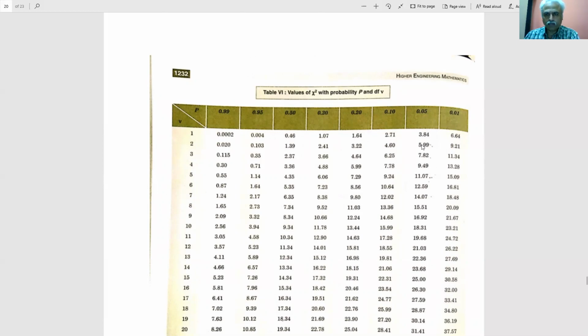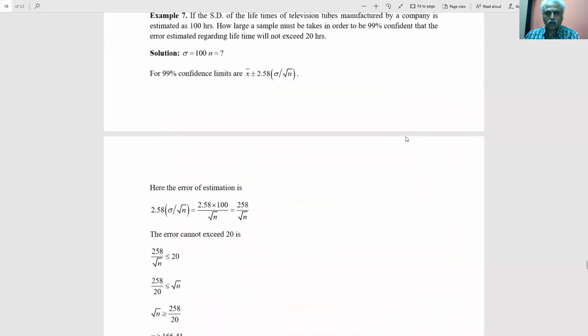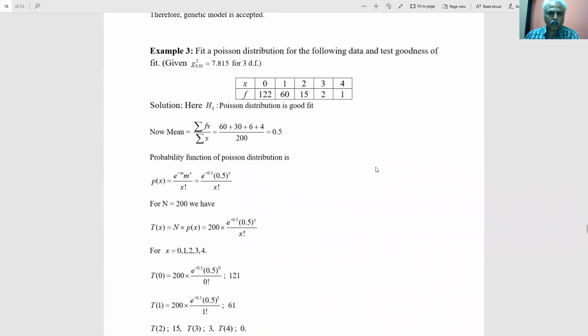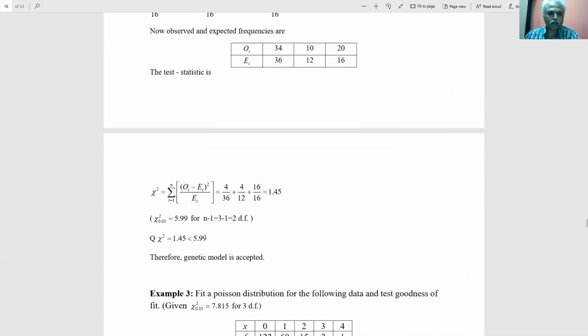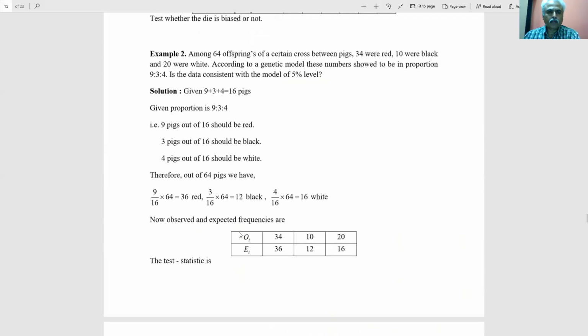2 degrees of freedom, 95% confidence, 5.99, which we had noted here. That we used for our first example. 5.99 was our table value. Once again, the first example, observed frequencies, expected frequencies, chi-square value calculated is 1.45. Chi-square table value for 95% confidence for 2 degrees of freedom, because n minus 1 degrees of freedom, 3 categories minus 1, 2 degrees of freedom. We got table value 5.99. Chi-square calculated is less than chi-square table. That's why H0 is accepted.